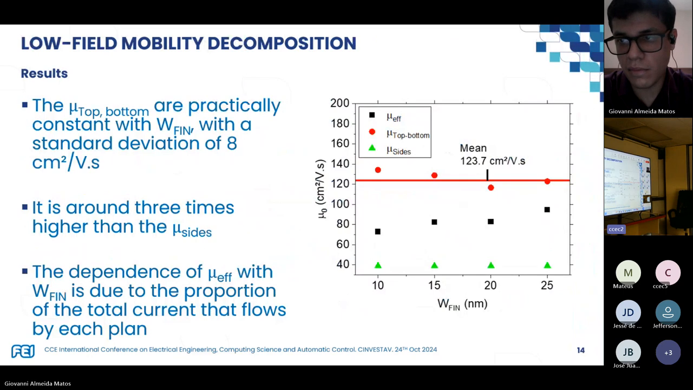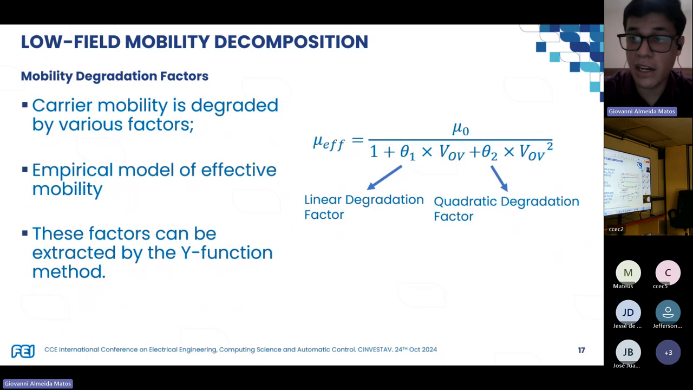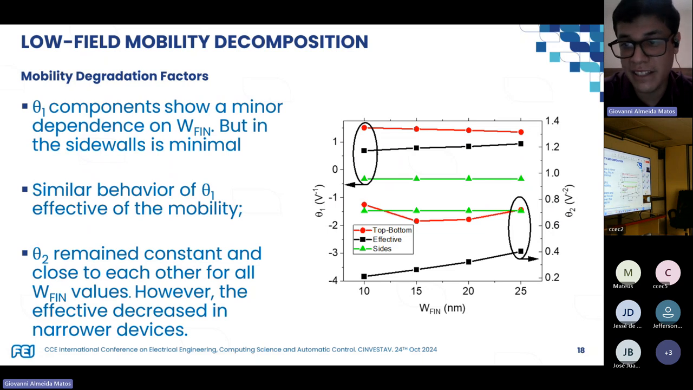In the model, are there some parameters where you can put this kind of information? Oh, yes. The theta 2 factor is related to surface roughness. But theta 2 is also related to other factors, such as phonon scattering. So from theta 2, you can have an idea of how surface roughness is impacting the mobility.